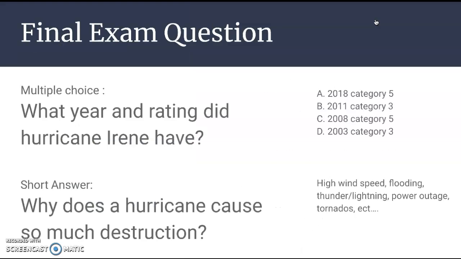And then my final exam question, I gave 2 here, a multiple choice question saying what year and rating did Hurricane Irene have. It was pretty simple, easy to pick up from my presentation, and then I gave a couple options, A, B, C, or D. And then the correct answer would be B, 2011, Category 3 hurricane. And then a short answer question could be, why does a hurricane cause so much destruction? And you could talk about a wide range of things here, like the high wind speeds, the flooding, the thunder and lightning, the power outages, the tornadoes, any kind of thing like that that you picked up on from my presentation.